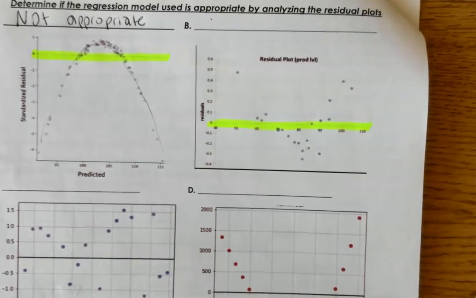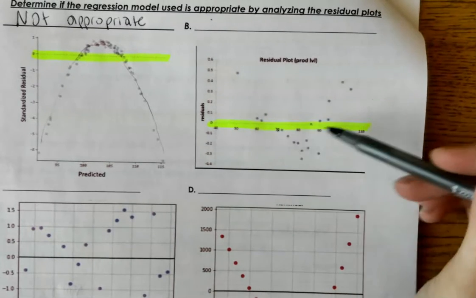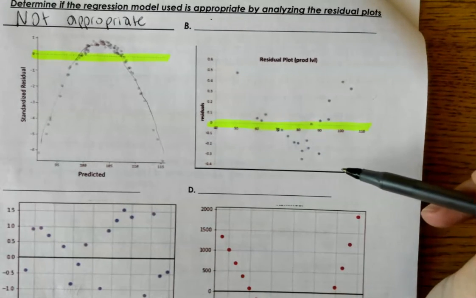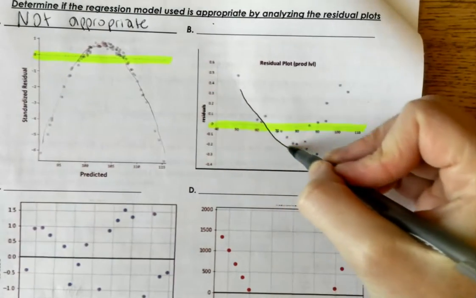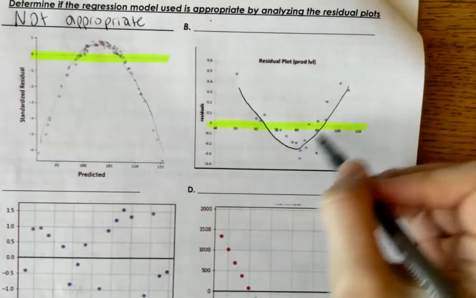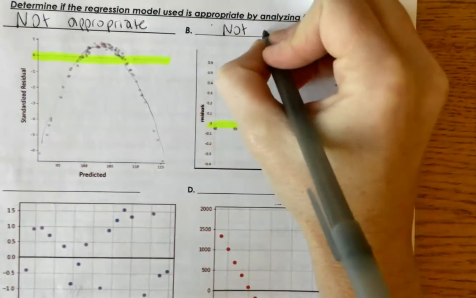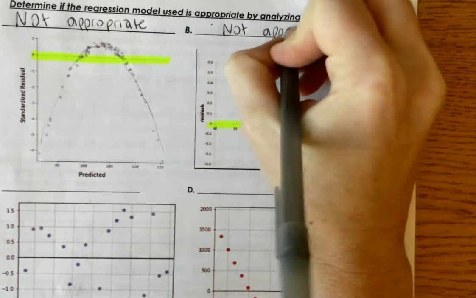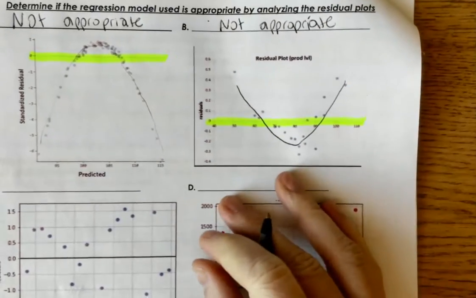There's our 0. Does this look like a random pattern that has random scatters all above the top and the bottom, or does it look like it's got a curving pattern? It's got a curving pattern. So if it's got a curving pattern, what does that mean? It means that our linear regression model is not appropriate. We should think about a nonlinear model to use for predicting our y values.